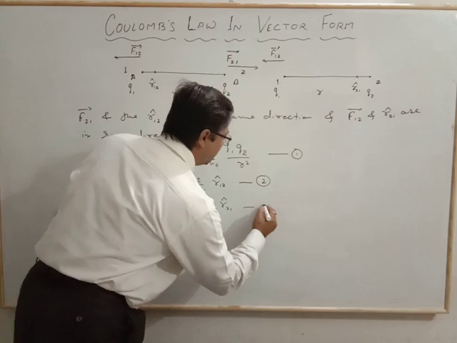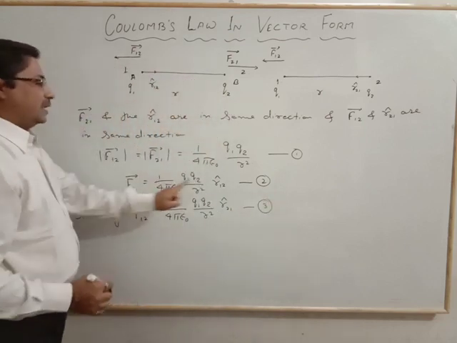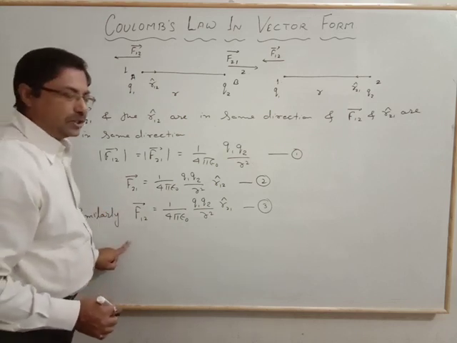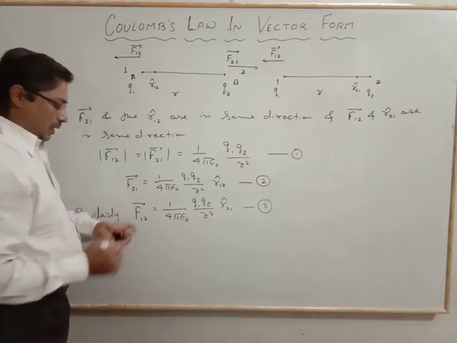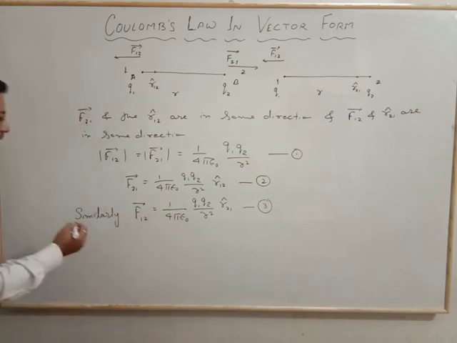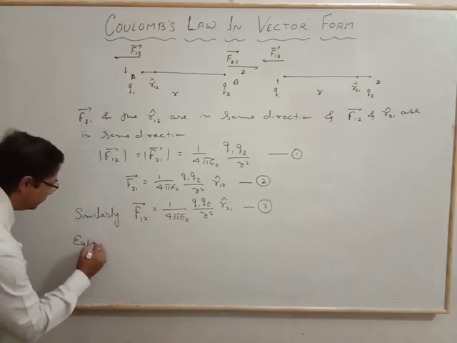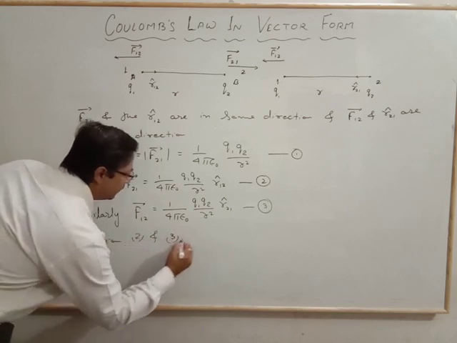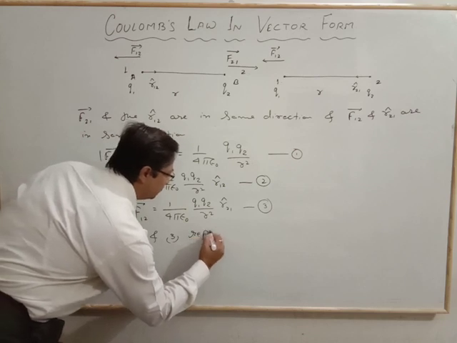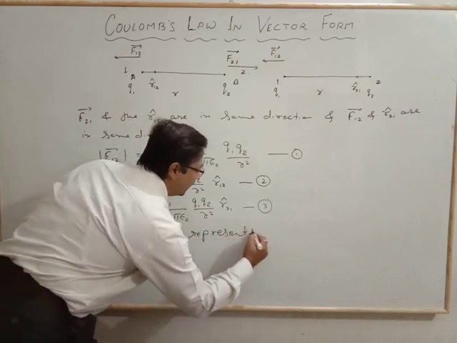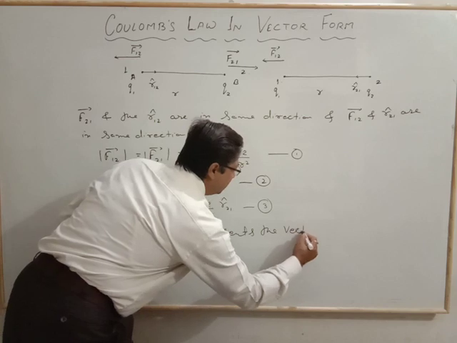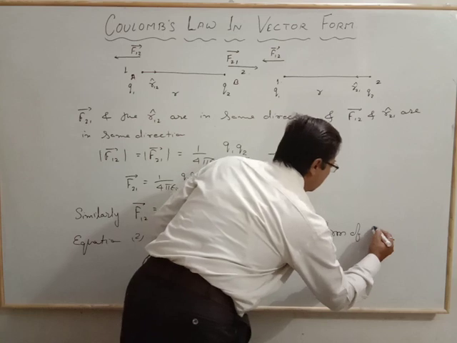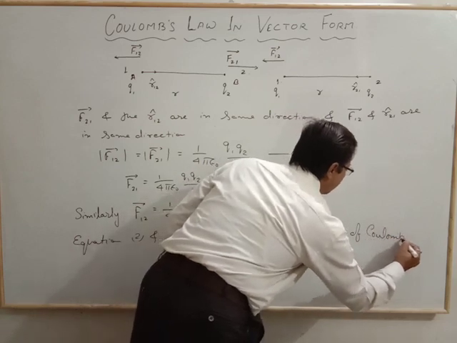These two relations, equation number 2 and equation number 3, give the vector representation of the Coulomb force. So equations 2 and 3 represent the vector form of Coulomb's law.